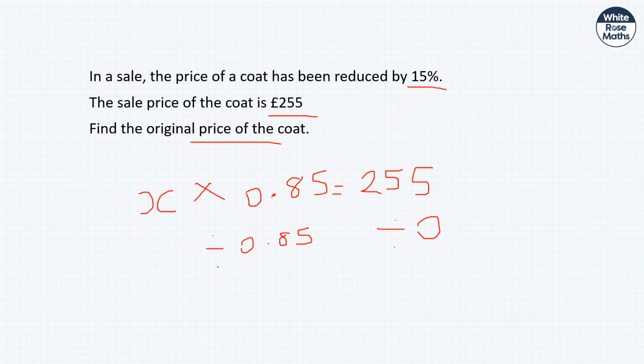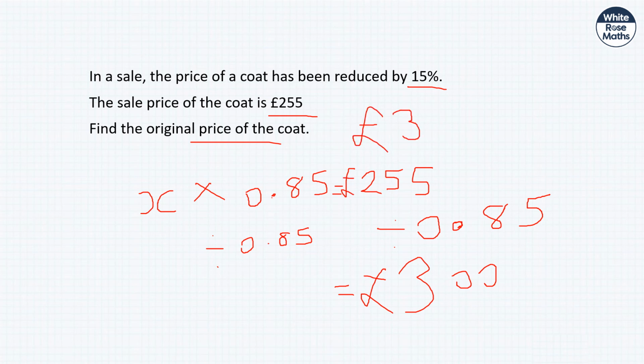Based on this question, the original is going to be higher than the sale price, because essentially it's going backwards, isn't it? Dividing by a decimal makes my answer bigger, which does confirm my answer. 255 divided by 0.85 is 300, and then stick a pound sign there. So the original price of the coat was £300.